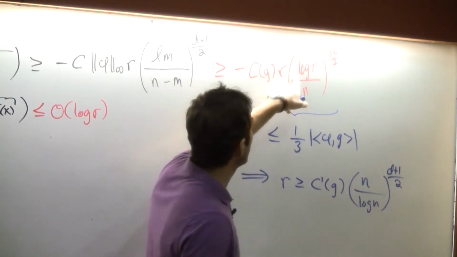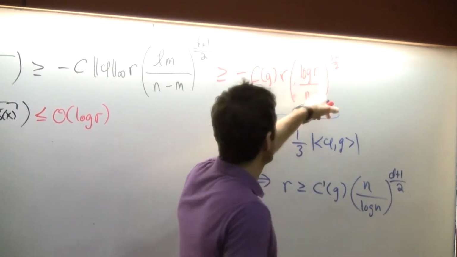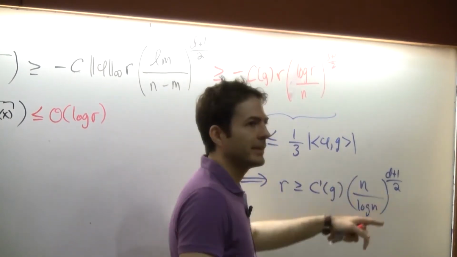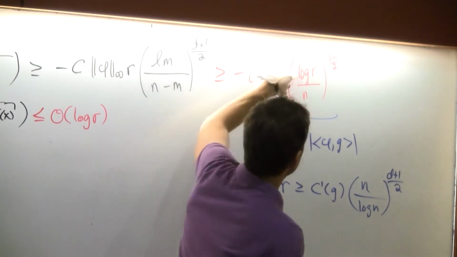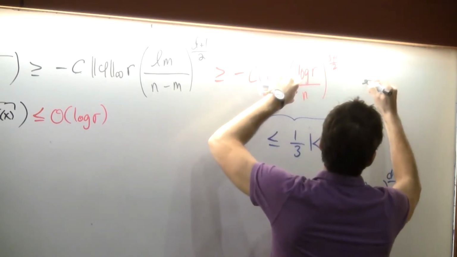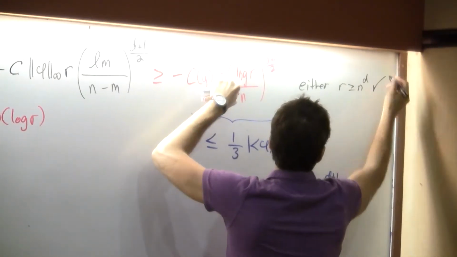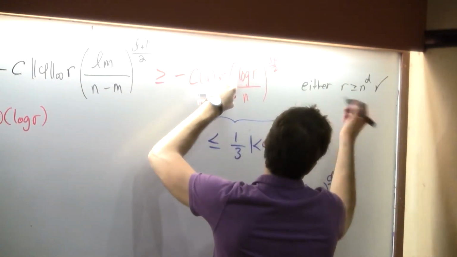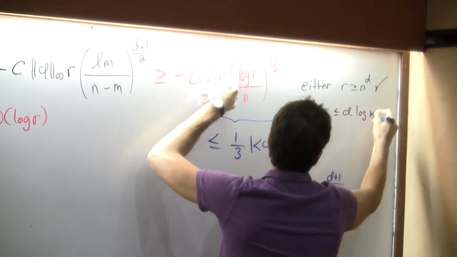So the only issue is the log r, but the simplest thing to do is just say, well, if r is at least n to the d, then we're done, we already have our lower bound, and if it's not, then either r is at least n to the d, and then we have a check mark, or otherwise log r is at most d log n.